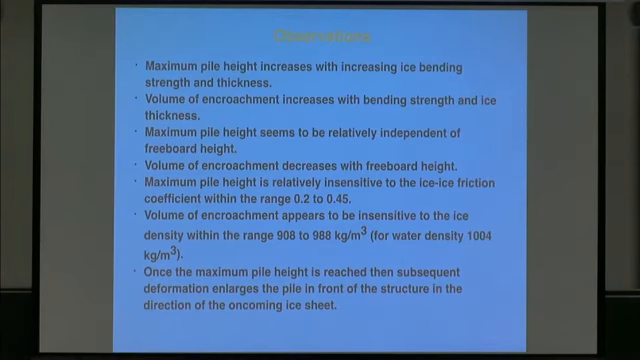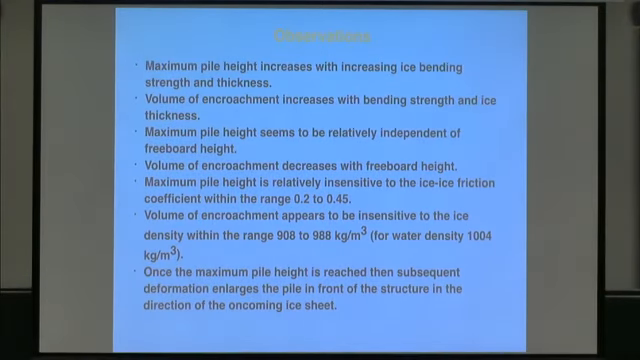Okay, so some conclusions from this 2D modeling. And I mean this to be taken pretty qualitatively, it tells you what's important in ice encroachment. So the maximum pile height increases with increasing strength and thickness. The volume of encroachment increases with strength and thickness. The pile height is independent of freeboard height. The volume of encroachment decreases with freeboard height, so the higher we make our wall, the less encroachment. The pile height maximum is insensitive to friction. We checked a range of 0.2 to 0.45.